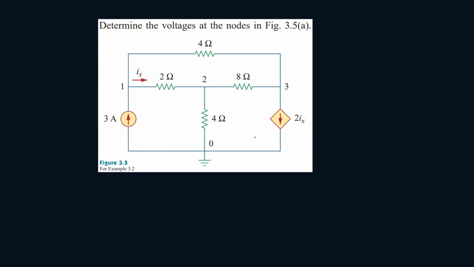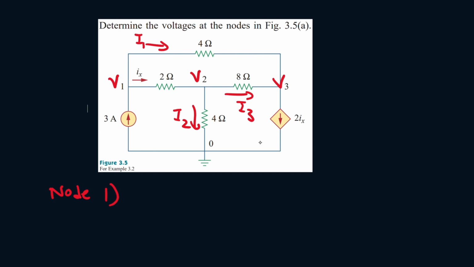Okay, for this one we have to find I1, I2, sorry, V1, V2, and V3. So let's start by writing current direction. Let's call this I1. Let's call this I2. Let's call this I3. Okay, and this is V1, V2, V3. So let's write the equation for node 1.